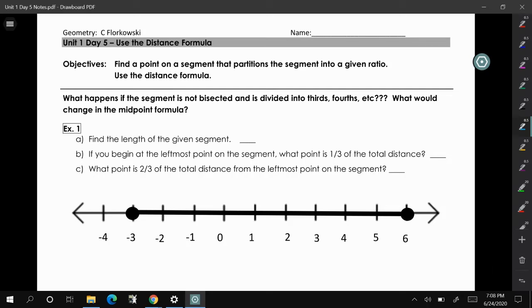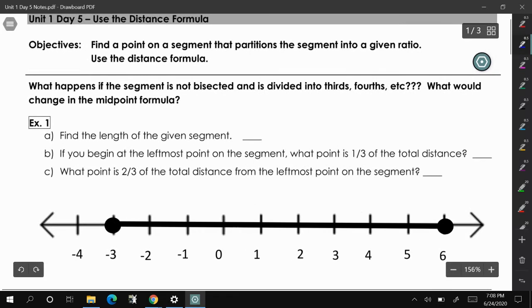Today we will be using the distance formula. We have two objectives. One is to find a point on a segment that portions a segment into a given ratio, and then our second objective is to use the distance formula. So we're going to talk about what happens when we cut a segment, but not in half.